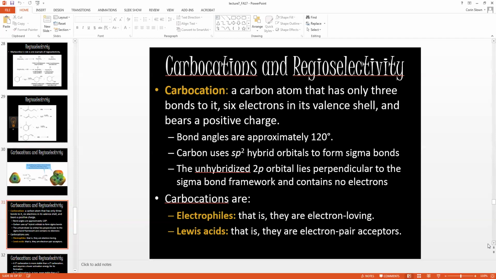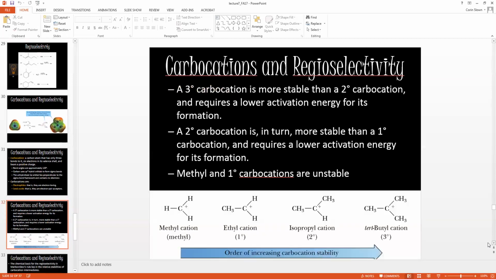The unhybridized 2p orbital is going to lie perpendicular to my sigma bond framework, and it's going to have no electrons. What does that mean? Well, that translates to the fact that carbocations are going to be electrophiles. They love electrons. They're also going to be Lewis acids. That means that they're going to accept or receive electrons. Now, why does that matter? Well, it matters because the type of carbon determines how reactive a carbocation is.